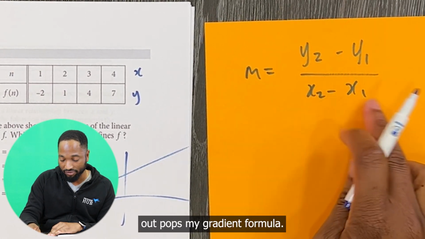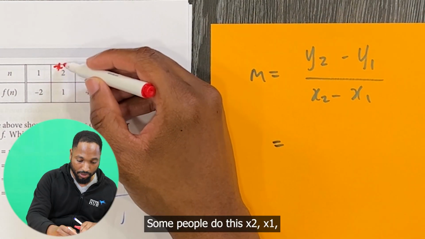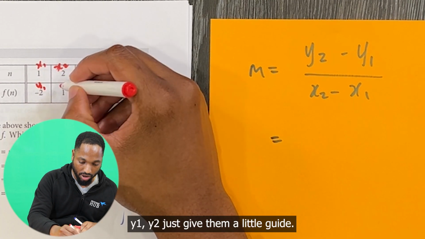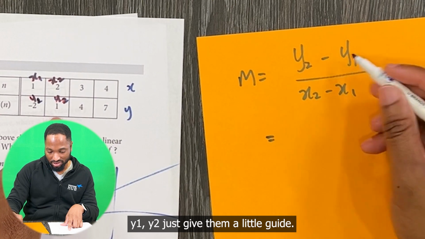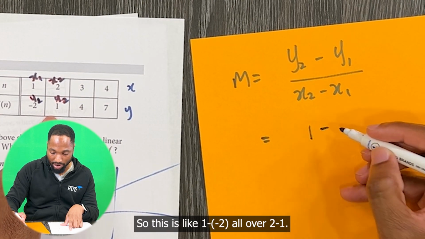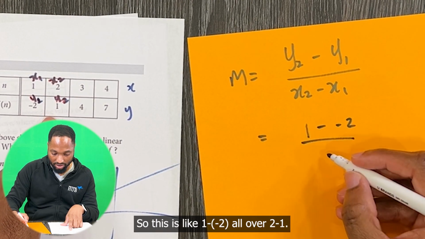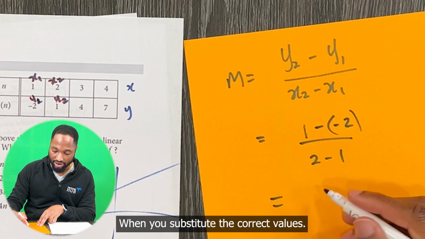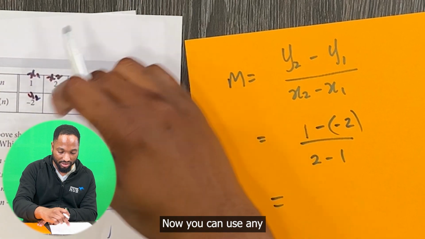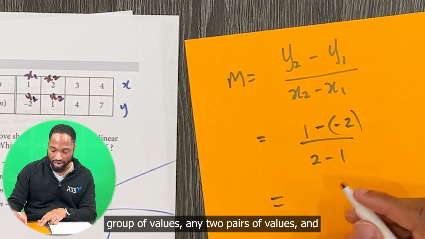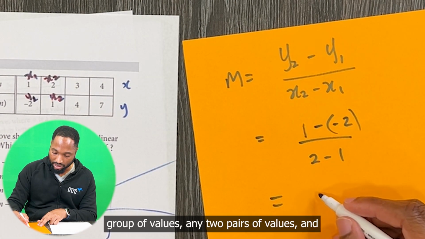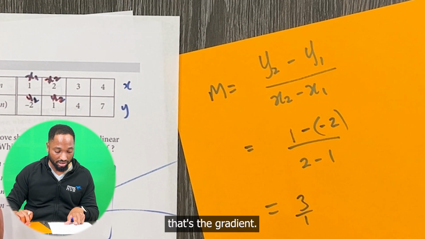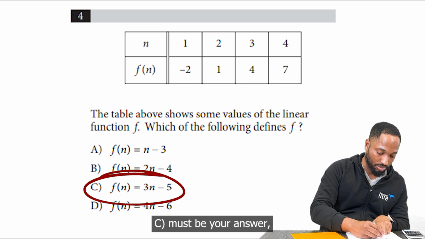So out pops my gradient formula. Some people do this, x2, x1, y1, y2. Just give them a little guide. So this is like 1 minus negative 2 all over 2 minus 1, when you substitute the correct values. Now you could use any two pair of values, and that's the gradient. C must be an answer.